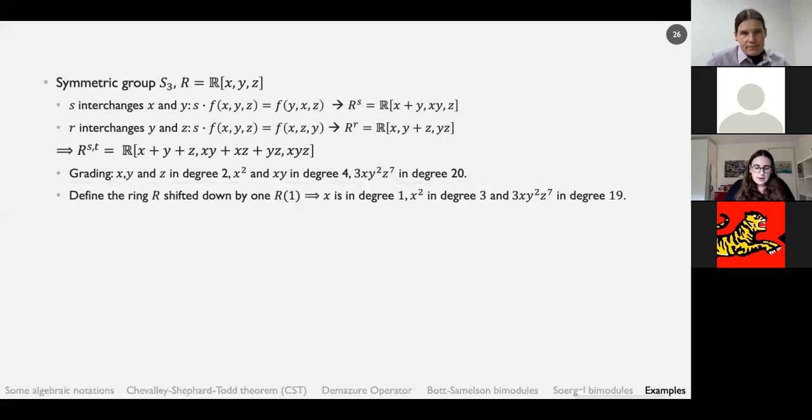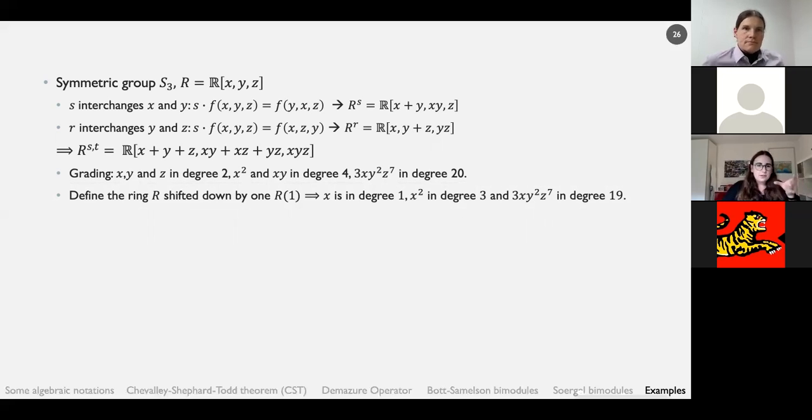I will now introduce Soergel bimodules in the symmetric group S3. So consider the polynomial ring R with the variables x, y, and z. Here we can also notice that we could replace the real numbers R with any field of characteristic different from 2, and the results would stay the same.